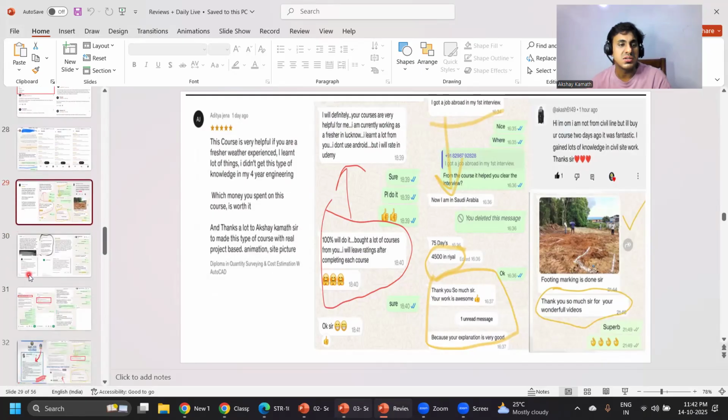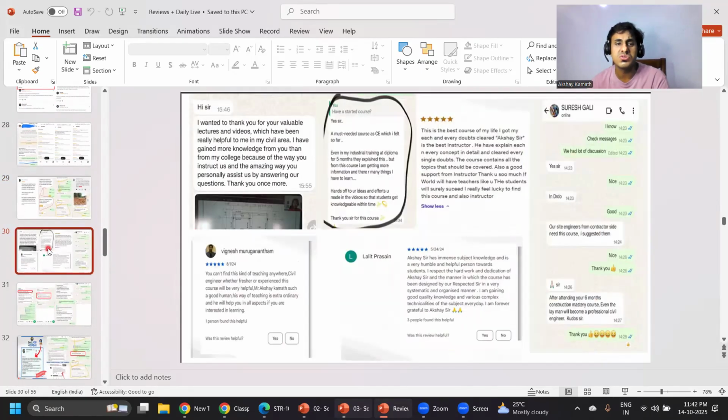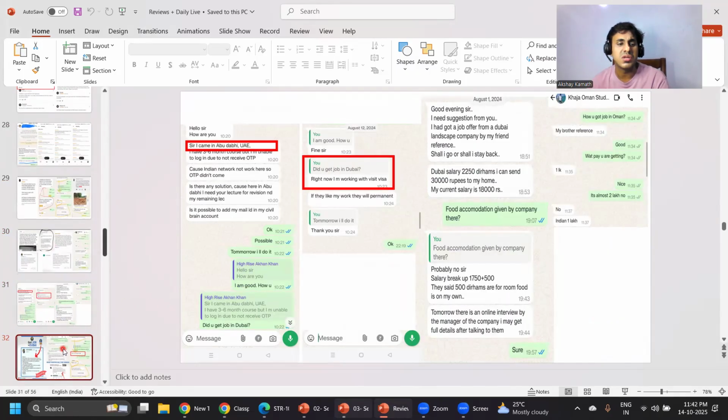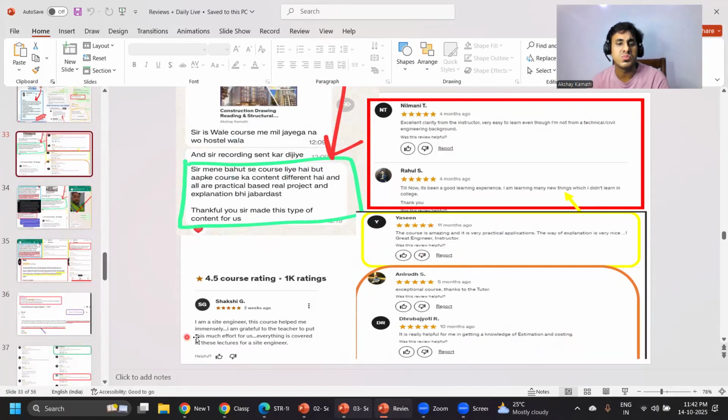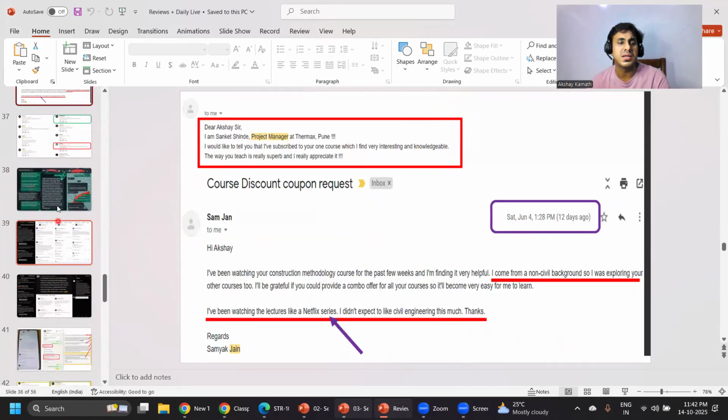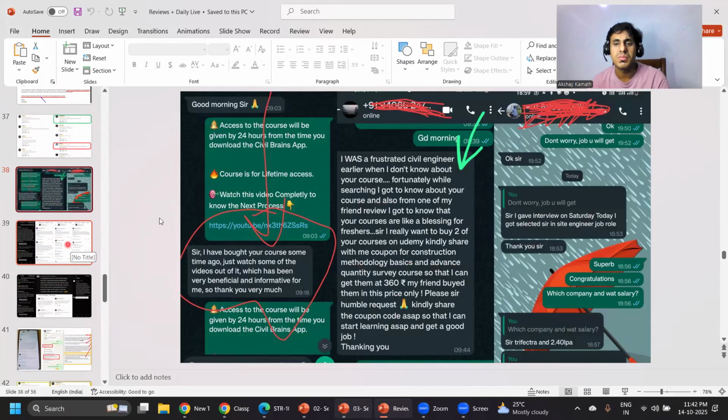So in this way, I can show you thousands of reviews. Site engineers from the contractor side need this course. I suggested it to them. This is the best course of my life. I got each and every doubt cleared. You can't find this kind of teaching anywhere. Again, all these other reviews. He's working in Dubai. He has recommended it to more than 50 people. I'm a site engineer, and this course helped me immensely. I can go on and on. I gave an interview on Saturday, and today I got selected.